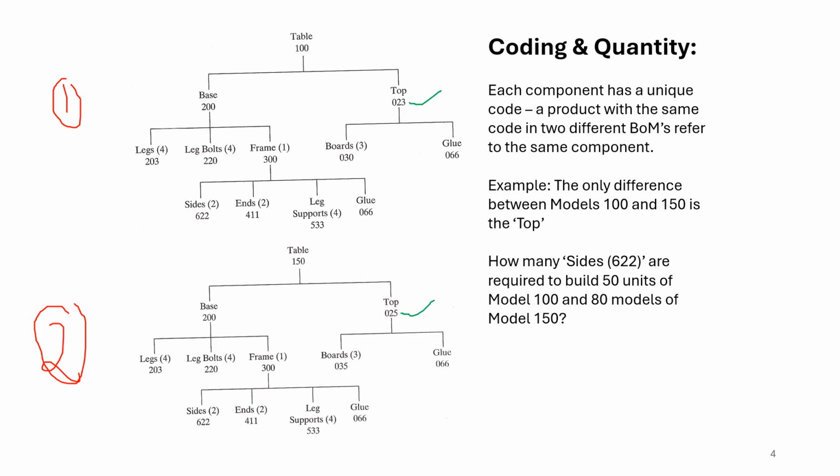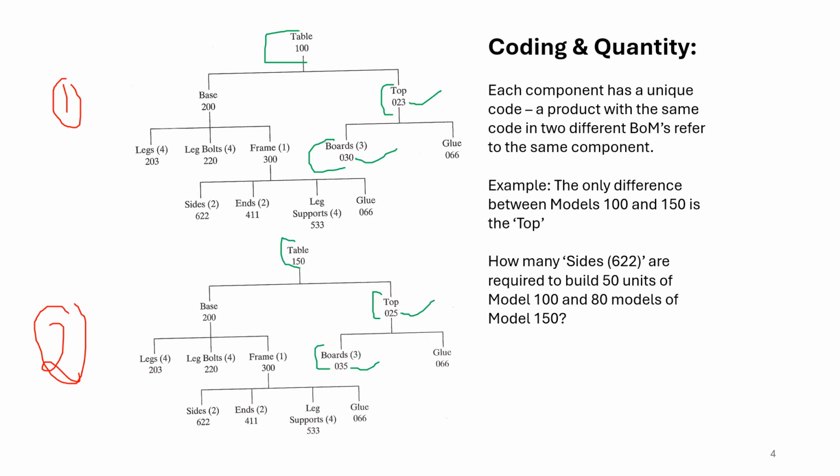It's because in BOM number 1, the top is made up of boards and glue, and the boards have a code number of 030, and over here the boards have a code number of 035. So the individual part in both these BOMs had a different part number, hence the subassembly number was also different, and hence the main assembly number was also different. So each component in a BOM has a unique code, and a product with the same code in 2 different BOMs refers to the same component.